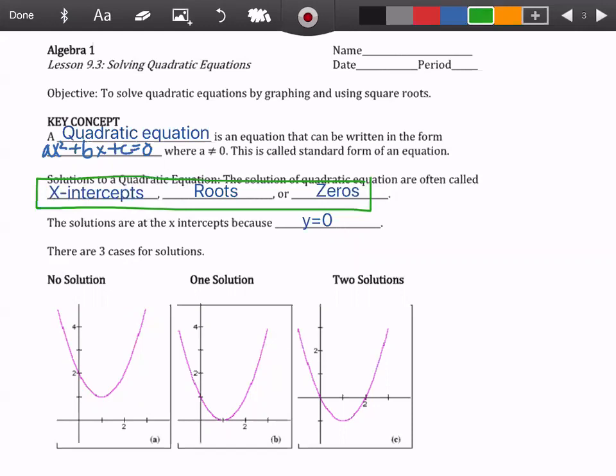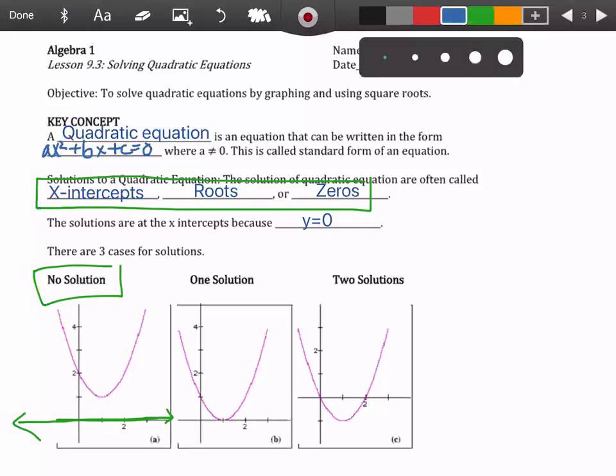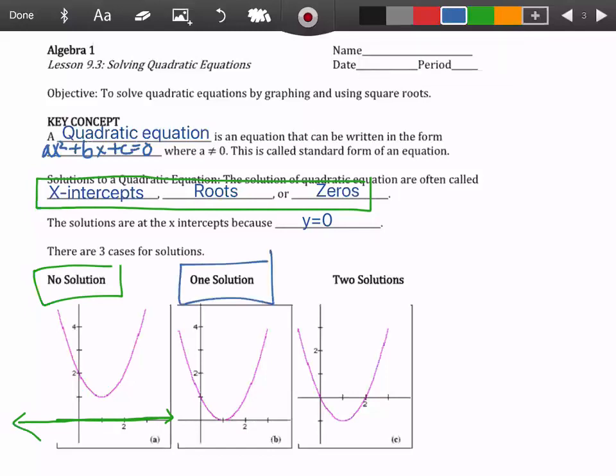There are three possibilities for solutions. There are no solutions, which is when y never actually reaches 0. The x-axis overlaps with the function y equals 0. For this quadratic U-shaped curve, it never crosses the x-axis. Y is never equal to 0. Then the other possibility is one solution, and that is when it intersects with the x-axis just once, so just down here.